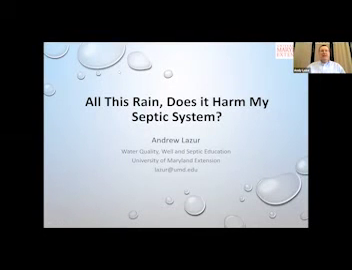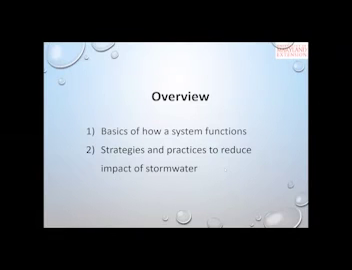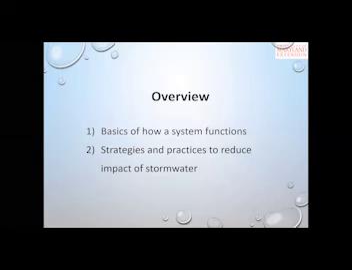I'm a water quality specialist with the University of Maryland Extension, and I'm going to talk about what happens with all the rain that we get and does it harm my septic system. So in order to do so, it's important to understand just the basics of how a septic system functions. And then we'll go over some strategies and practices that you can employ at your home to reduce the impact of stormwater on your septic system.